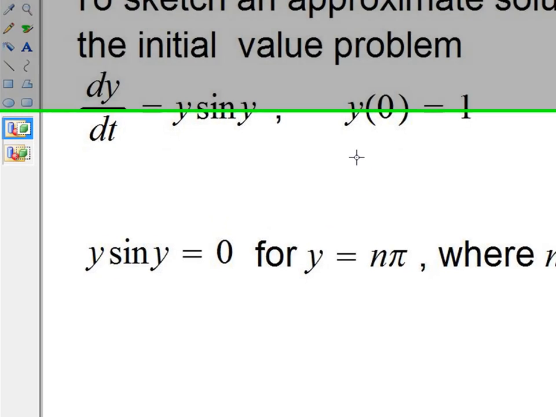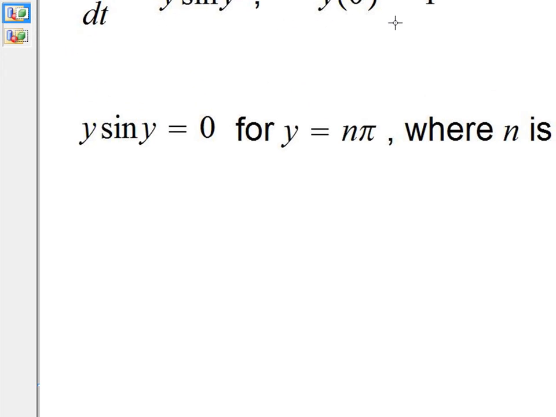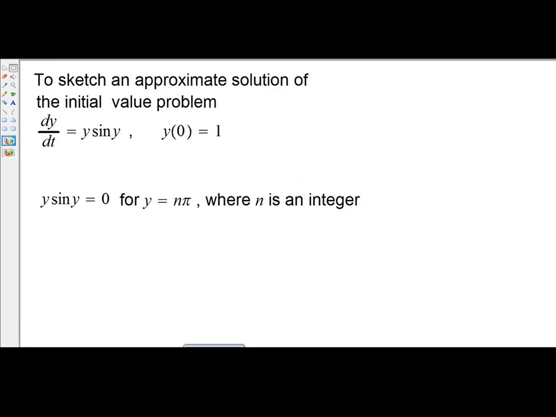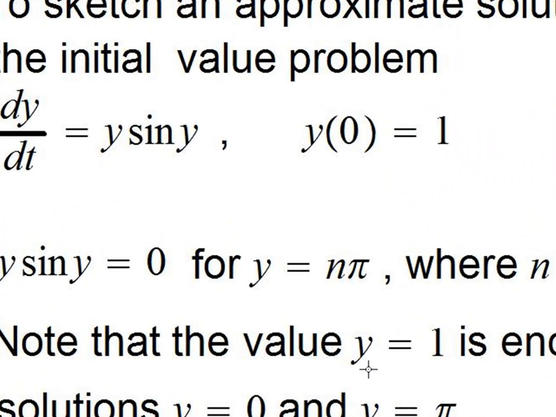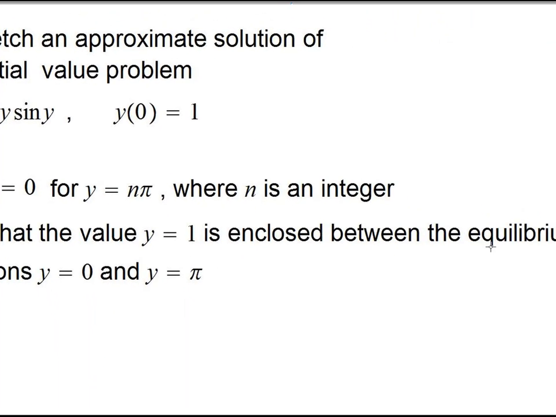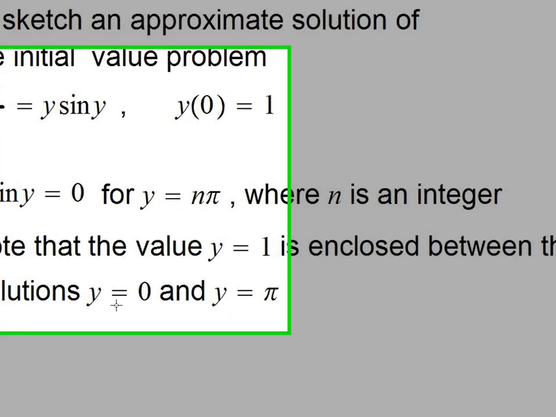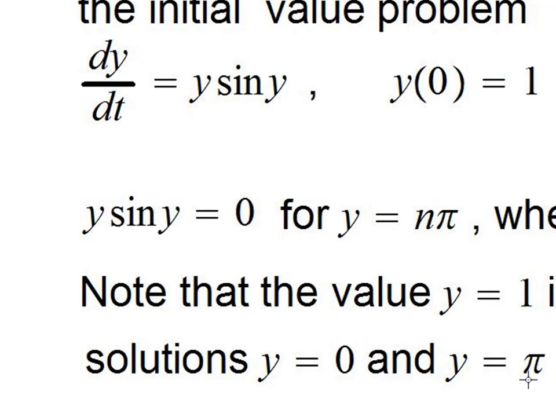Now let's pay attention to this initial condition, that is y at 0 equals 1. If we look at that, you can see that y equals 1 is enclosed between the equilibrium solutions 0 and pi, being approximately 3.14. So we shall go with this and try to sketch a solution.